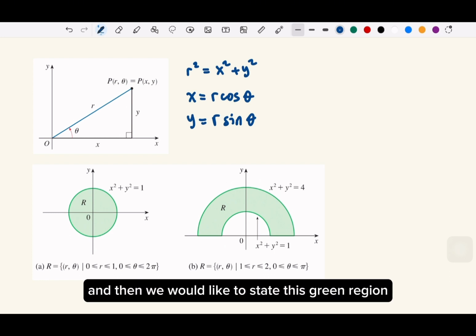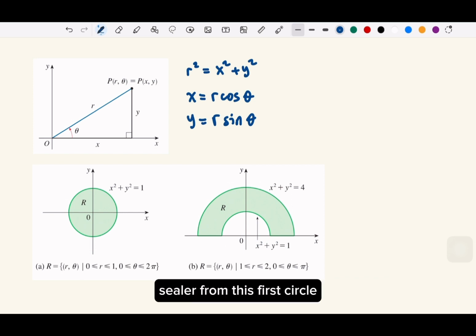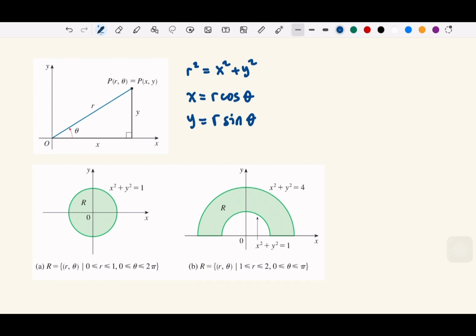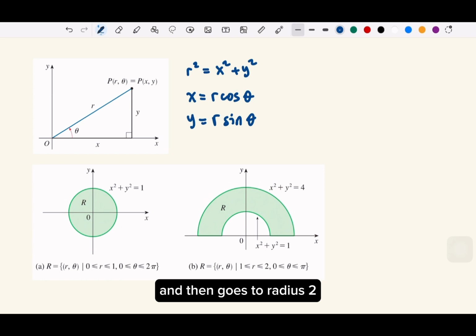And then we would like to state this green region. Similar to the first circle, but now we have two radii. The radius is 2, and this second one is 1. So we could think that the radius is changing from radius 1 to radius 2. It is x squared plus y squared equal 4. So 1 less than r less than 2.